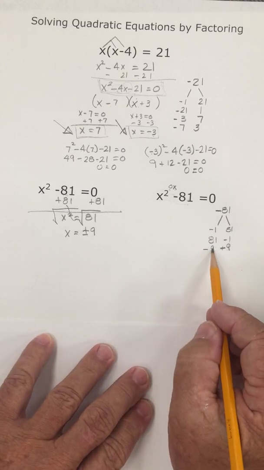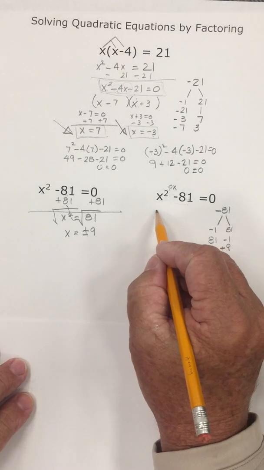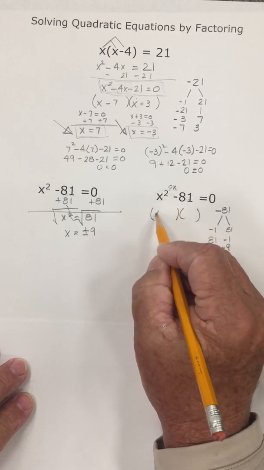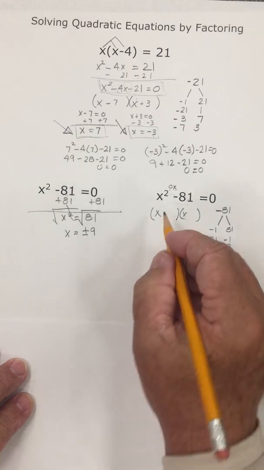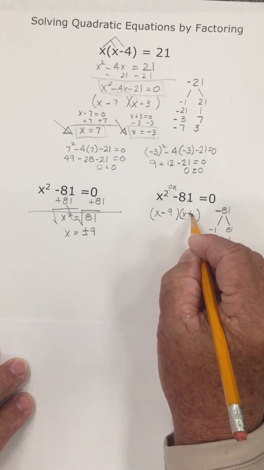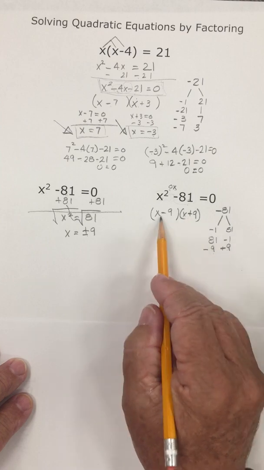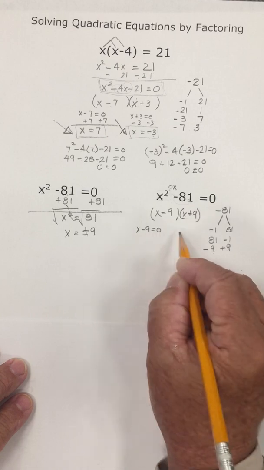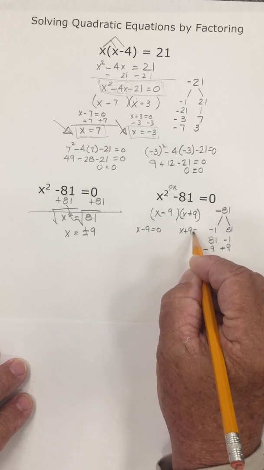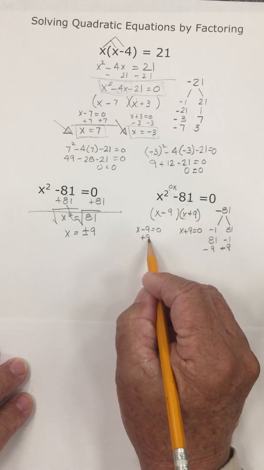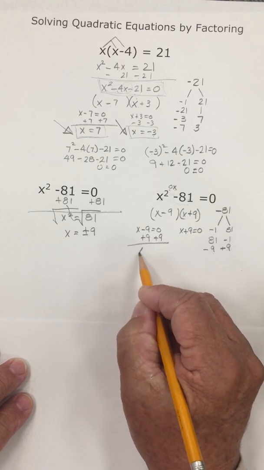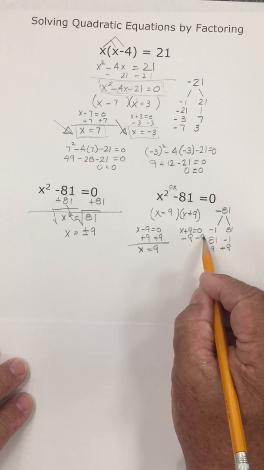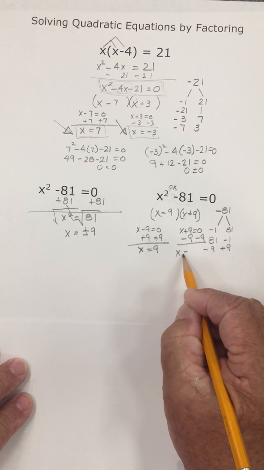So this is our 2 numbers. So parentheses, x squared. We found our numbers. We're not done yet because we have to set these to 0. So x minus 9 equals 0. X plus 9 equals 0. Let's add 9. Add 9. X equals 9. Take away 9. Take away 9. X equals negative 9.